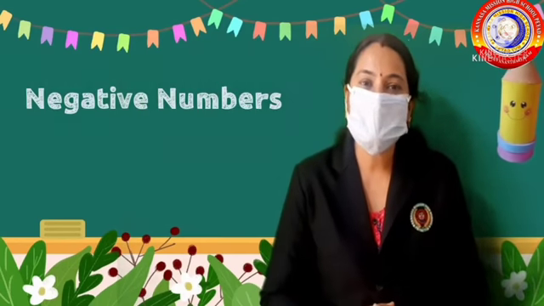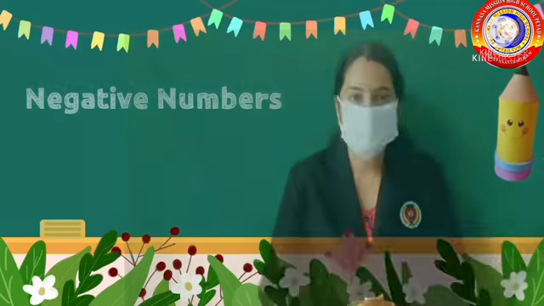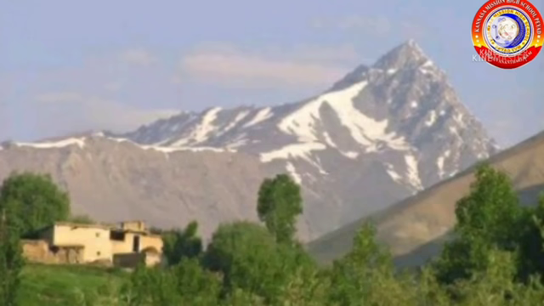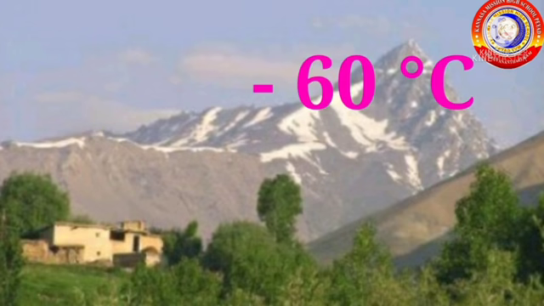Okay children, let's first understand what negative numbers are. We know that 0 means nothing. In real life, we use numbers less than 0. Let's learn some examples. The coldest place in India is Dras, a town in the Kargil district of Kashmir. Temperatures as low as minus 60 degrees Celsius have been recorded there.